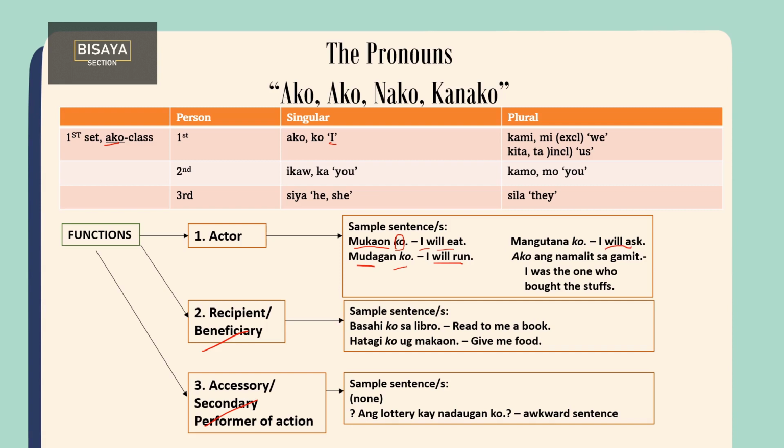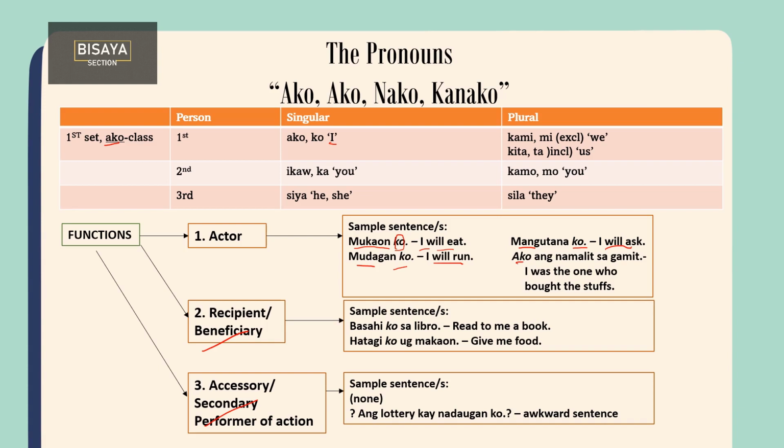Another one, I will ask. Ask in Visayan is mangutana. So who's asking? Ako. Mangutana ko. So this is the shortened, contracted version, there's no more A. And this last one, ako ang namalit sa gamit. This is the doer of the action. I was the one who bought the stuff.